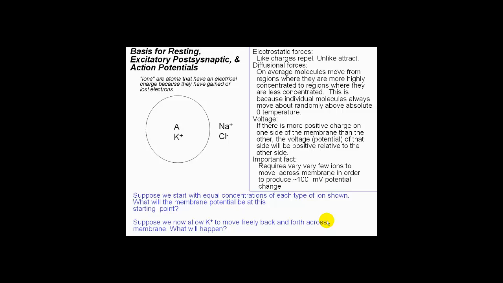Okay. Let's remind ourselves about these rules. Electrostatic forces, yeah. As far as electrostatic forces are concerned, they are going to stay inside. There's nothing dragging anything anywhere or pushing anything anywhere from electrostatic forces. Diffusional forces. What are they going to do to potassium ions? They're going to go out because there's a lot of them inside. In fact, that's the only place they are. There's none of them outside. They're moving around at random all the time. Some of them are going to go out. Okay, so some potassium will go out.